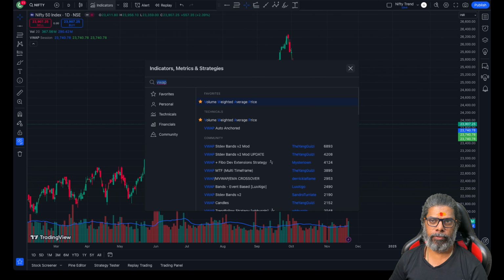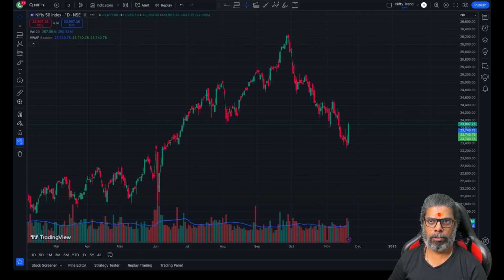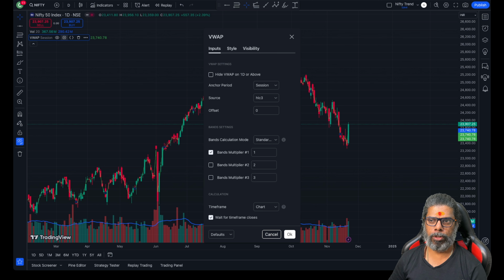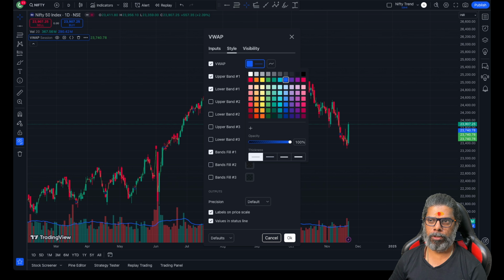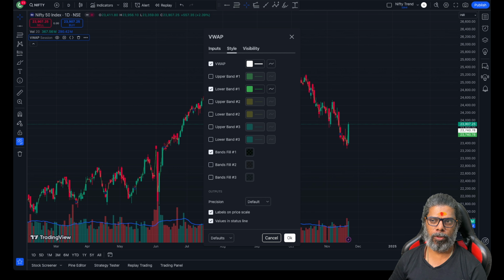So understand that VWAP is for intraday. This is a daily view. Let's go and change the input, the style. In the VWAP you will have three bands. I'm going to have one band which is white. The middle one is the VWAP, and these are the upper band and lower band. Right now I'm disabling them so that we first understand the basics and then get into the details. This is the main VWAP line.